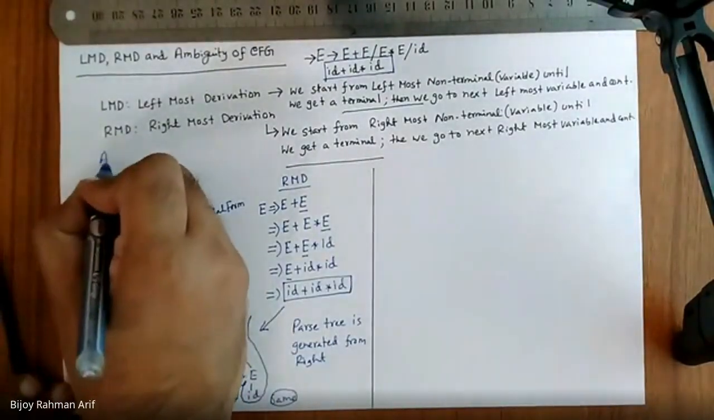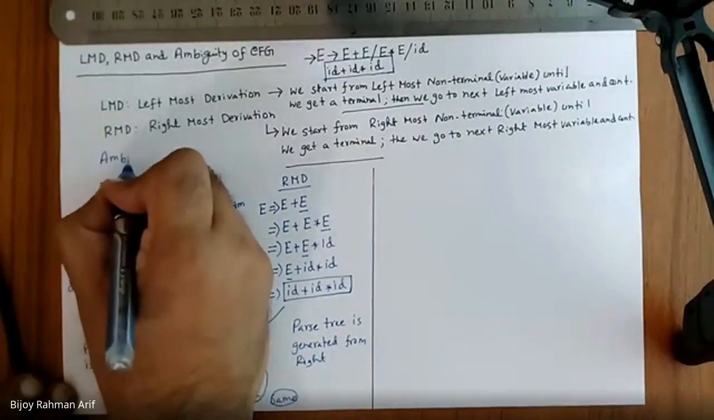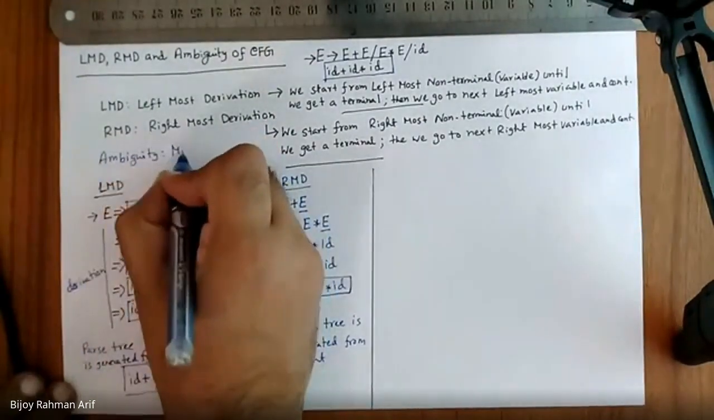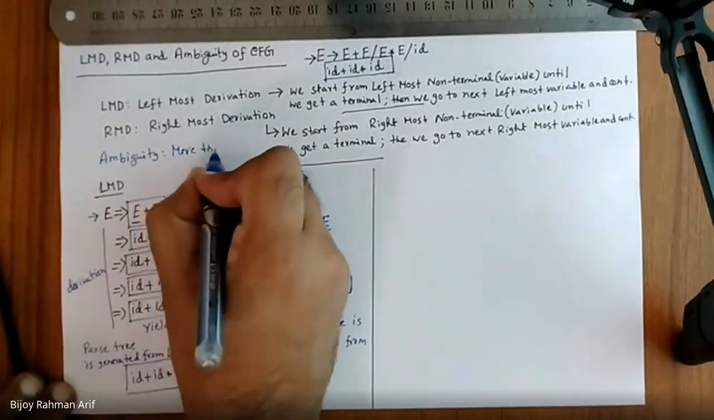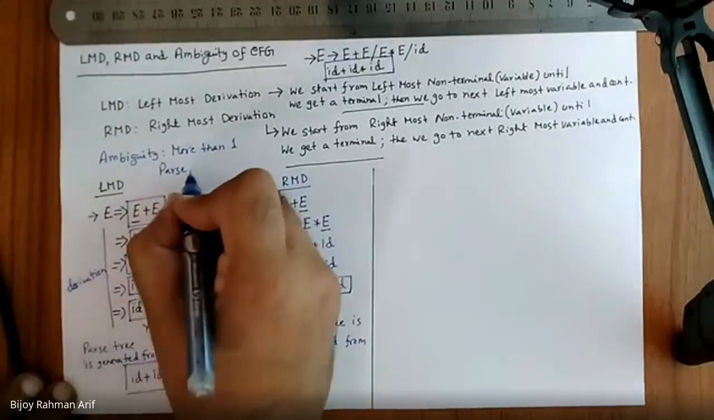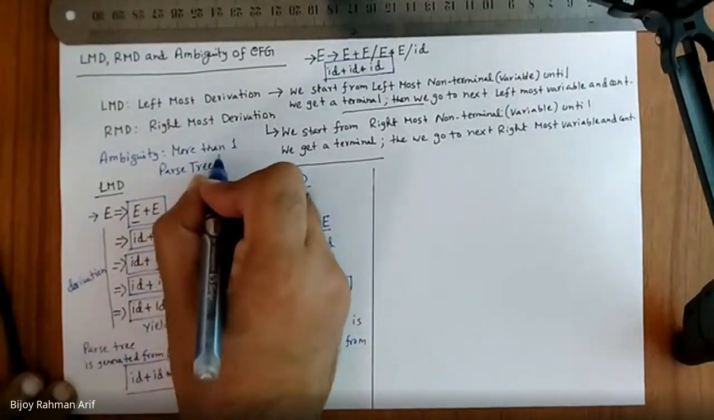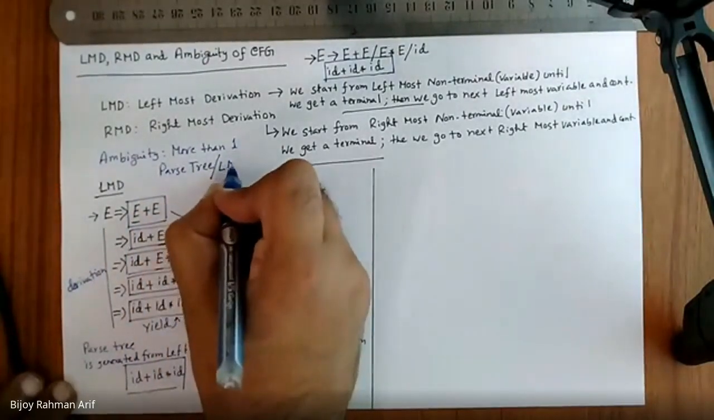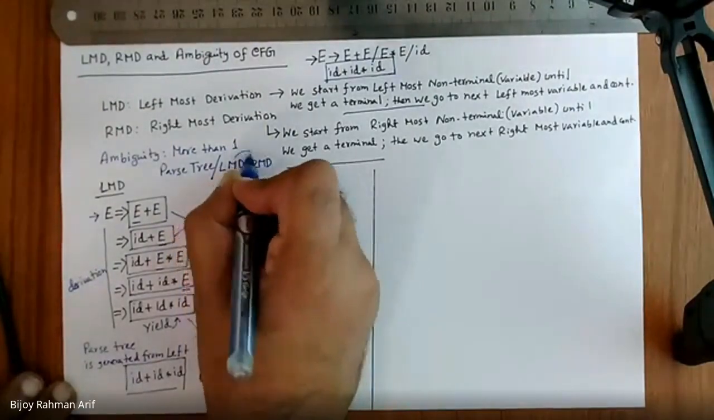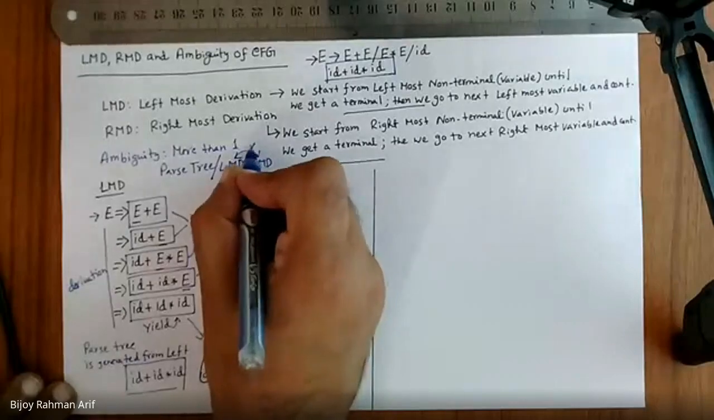Ambiguity definition is more than one parse tree, or more than one LMD, or more than one RMD. But you cannot intermix LMD with RMD. Is it clear to you?